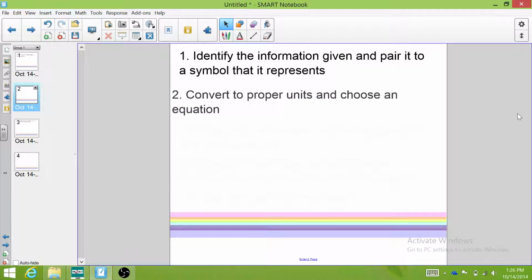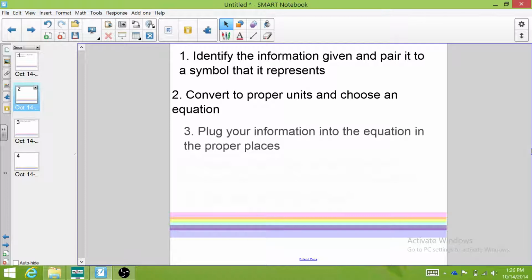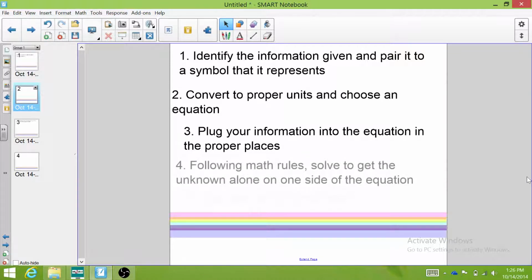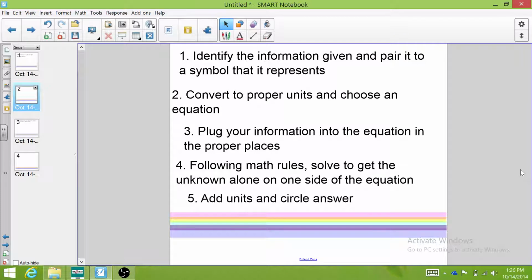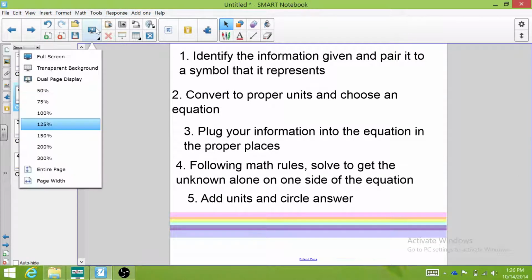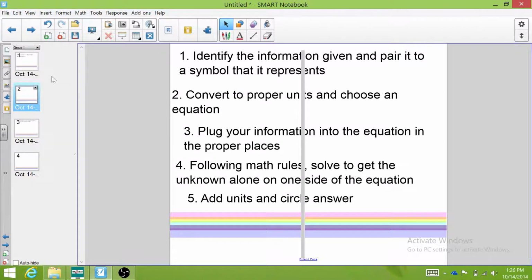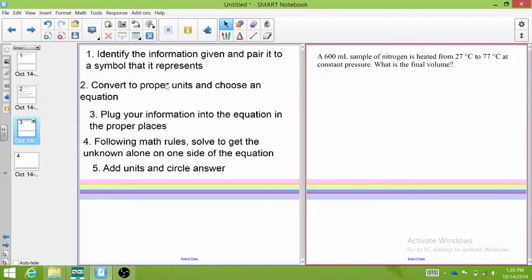The second step is to convert whatever you're given to the proper units and choose an equation. After you have an equation, you can plug your information into the equation in the proper places, and then following math rules, you can solve to get the unknown alone on one side of your equation. This is your answer, and all you have to do is make sure that you have units and circle your answer. So let's see how to apply all of this information to an actual word problem.